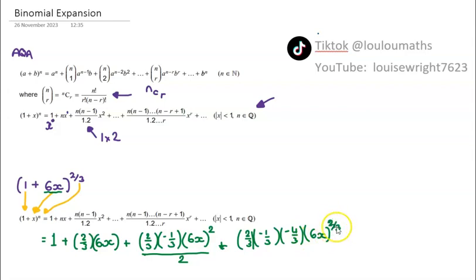Oh, what am I doing? Sorry, that should be cubed. Our third term is cubed. And that's all over 1 times 2 times 3, or in other words, 6. So 3 factorial is 6.